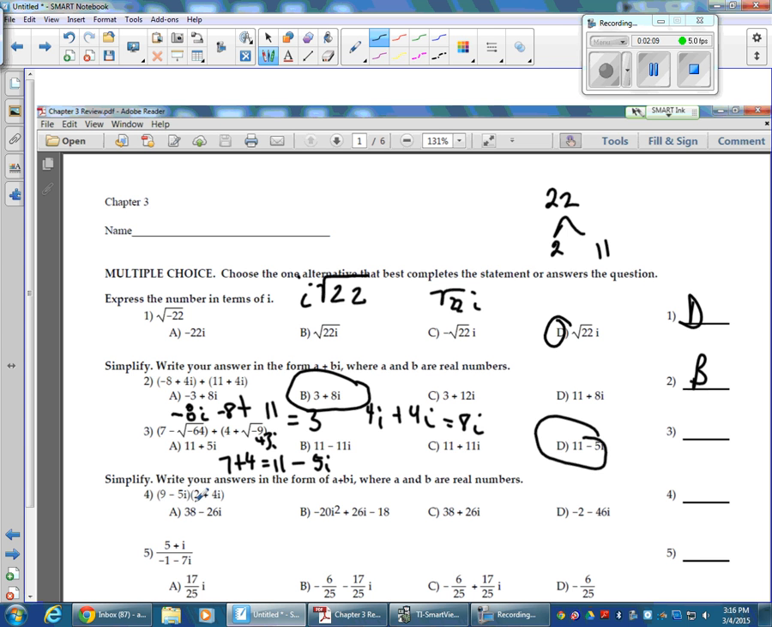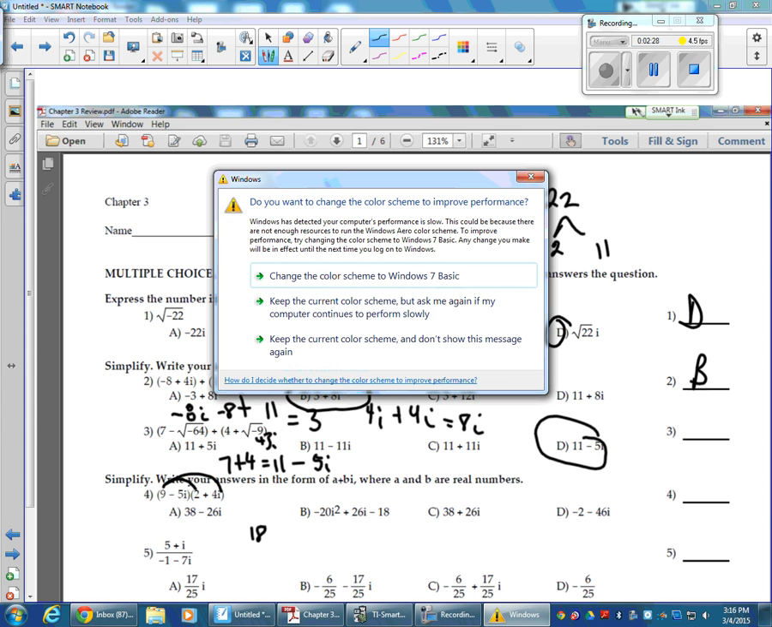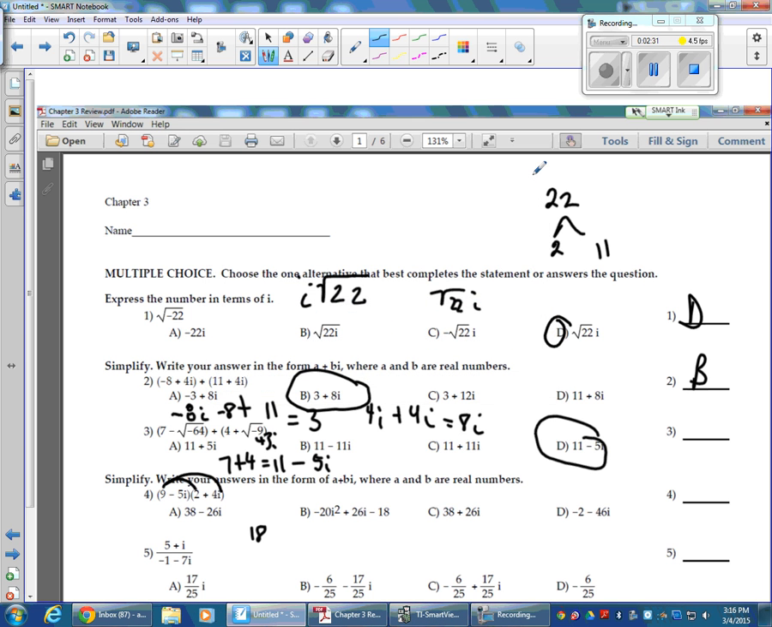Number 4, 9 minus 5i times 2 plus 4i. We're multiplying here, so we want to make sure that we multiply every factor in the first expression times every factor in the second expression. Another way you usually say it is FOIL. 9 times 2 is 18. Then my outers, 9 times 4i is 36i. So 18 plus 36i. My inners would be minus 10i. And then I have minus 5i times plus 4i, which would be minus 20i squared.